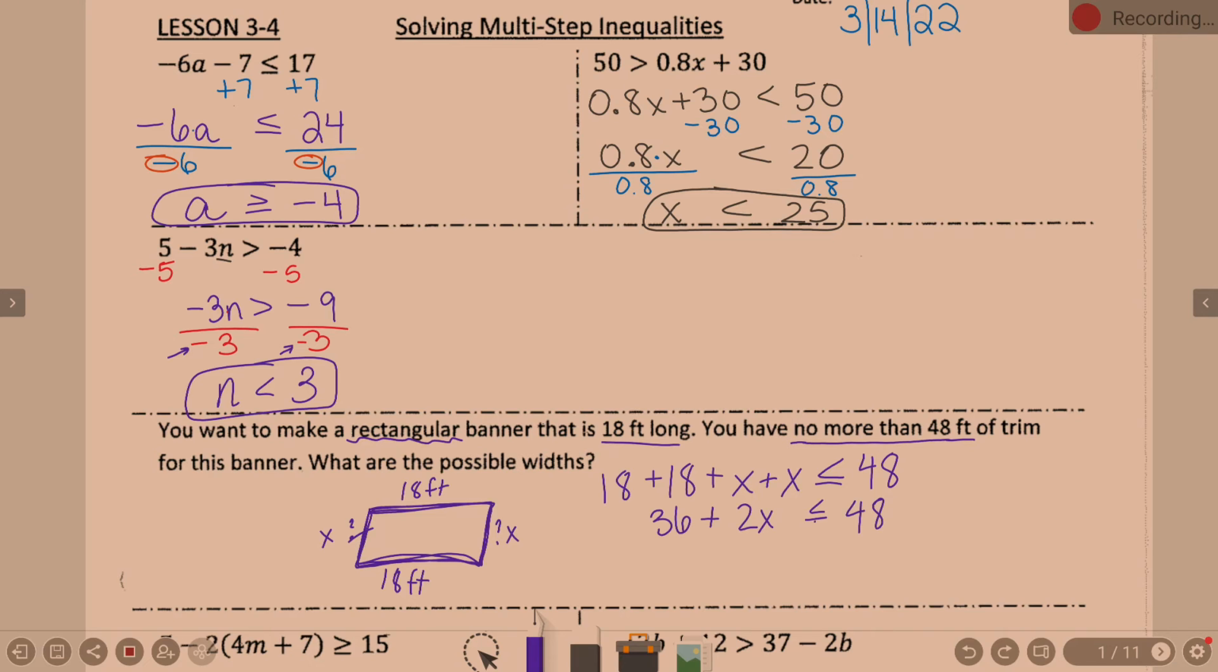So, okay, to move the 36, we subtract 36. 2x less than or equal to 12. And then if it's 2 times x, divide by 2. x is less than or equal to 6.